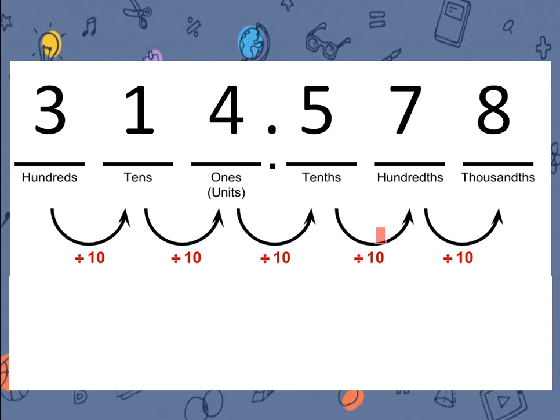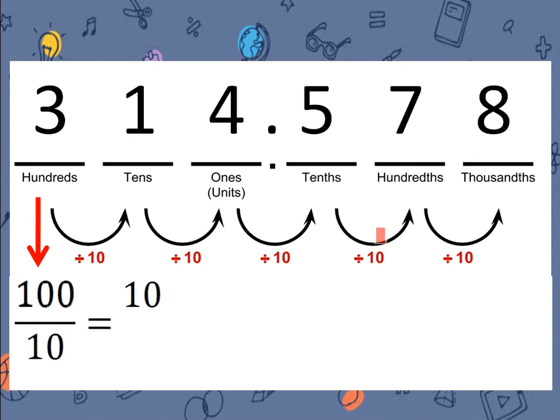Notice that as we move from left to right in the decimal number, the place value of each digit is decreasing 10 times. Or I can say that I am dividing the place value of each digit by 10 to get the place value of the next digit. For example, 3 has the place value hundreds, right? If I divide this 100 by 10, I will get 10, which is the place value of the next digit, which is 1. Again, dividing 10 with 10 will give me 1, which is the place value of 4.